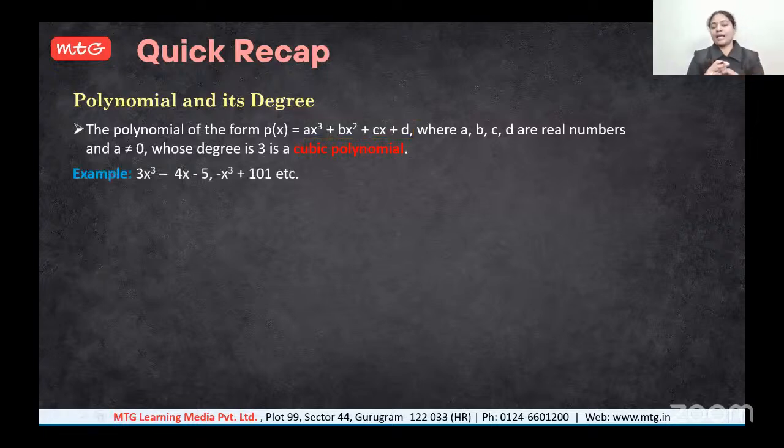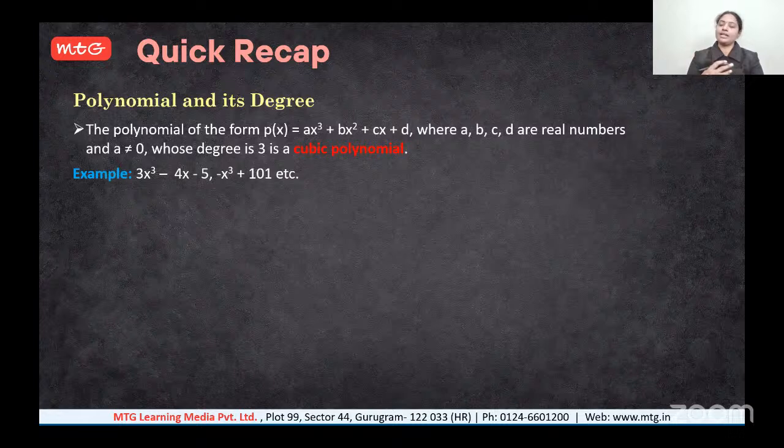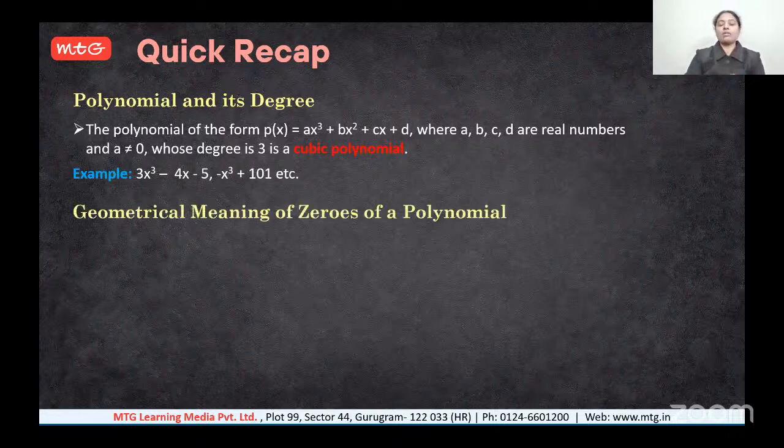Here are some examples of cubic polynomials. The number of terms in a cubic polynomial need not be 4 always. It could be less than that also. Now coming to the actual concept of the chapter. All this was a quick recap about polynomials. Now here we see the geometric meaning of zeros of a polynomial. What is the meaning of zeros of a polynomial? You would be studying it in class 9 also.